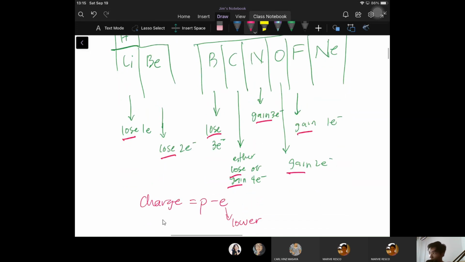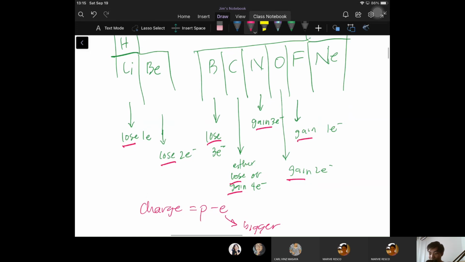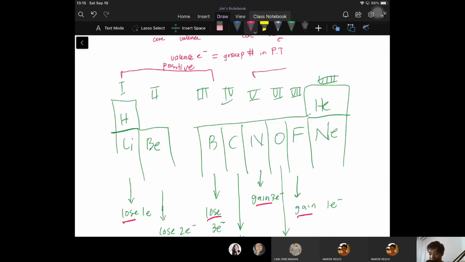So tingnan natin yung formula uli ng charge, no? Pag nag-gain yan ng electron, what will happen? This number, yung E number natin, this will be bigger, no? Mas malaki siya. So you have the same number pero mas maraming electron, no? Meaning, pag pinag-subtract mo yan, negative na yan, no? So that means if your atom is gaining electrons, they will be negatively charged. So yun yung idea lang. Negatively charged.